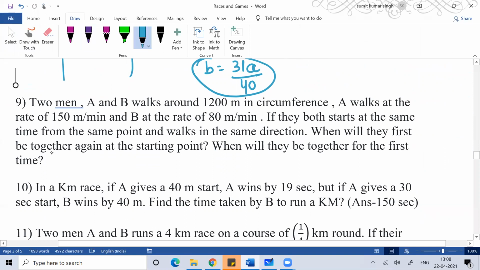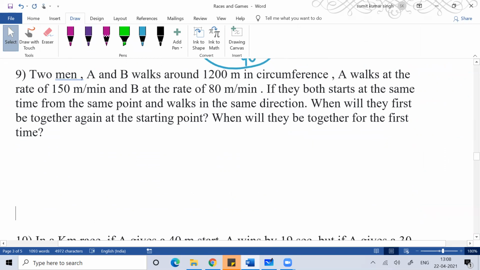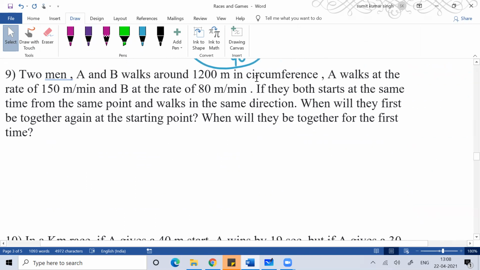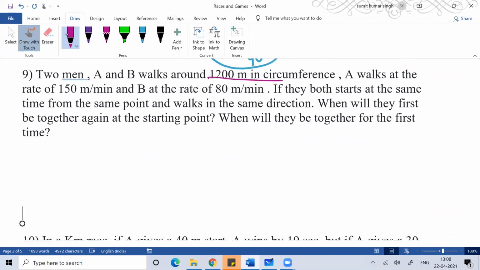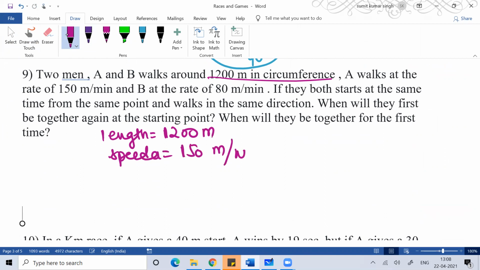Question number 9, you can see two men A and B run around a 1200-meter circumference. A walks at the rate of 150 meter per minute and B at the rate of 80 meter per minute. So the length of the circle is 1200 meter, the speed of A is 150 meter per minute, and the speed of B is 80 meter per minute.